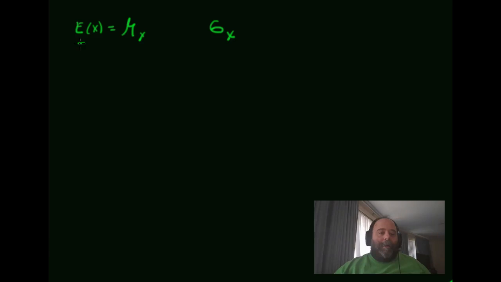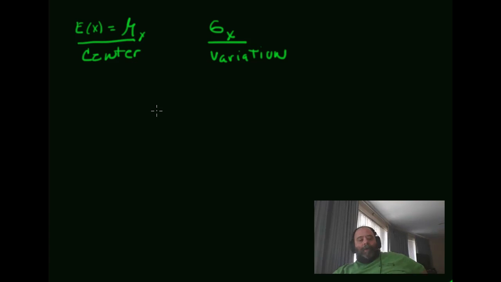Okay, this is a measure of center. This is a measure of variation. So when you start combining or changing distributions, things that are measures of center, also measures of location, tend to do the same thing. And things that are measures of variation tend to all do the same thing.